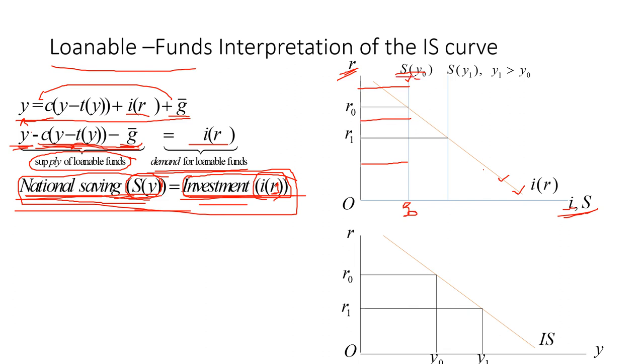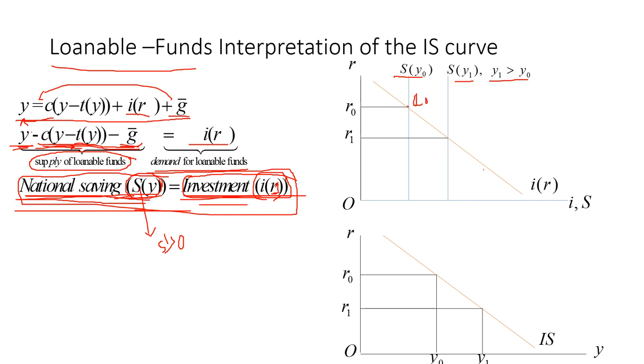Say Y0 increases to Y1, where Y1 is greater than Y0. We know there is a positive relationship between saving and income, because S prime is greater than 0, from our discussion on the saving function. So if there is an increase in saving, the saving curve is going to shift right. We are using the same logic, but instead of using R as a shifting parameter, as in our previous graphs, here we are plotting the graph against R and using Y as the shifting parameter. So this is my initial equilibrium condition, E0.